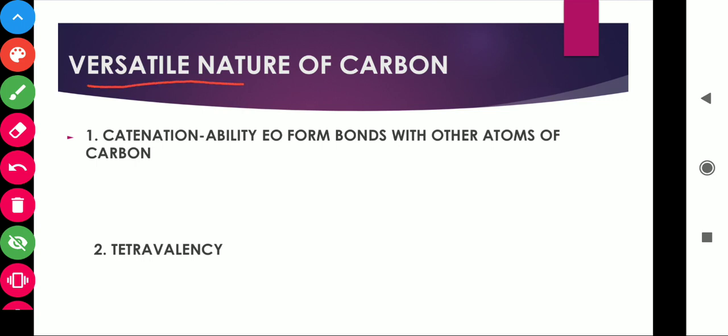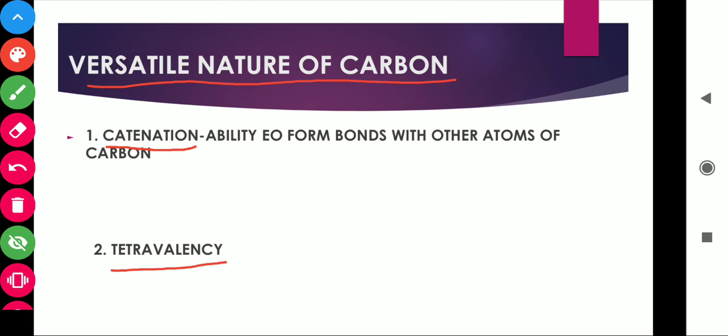Next, versatile nature of carbon. That is a very important topic. Versatile nature means carbon is present everywhere, in most compounds. Carbohydrate, protein, fat, which we have in our body, all contain carbon. So why does carbon form so many compounds? It has two very important properties. First is catenation and second is tetravalency. Let's discuss one by one.